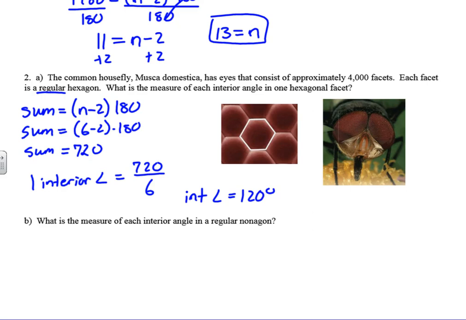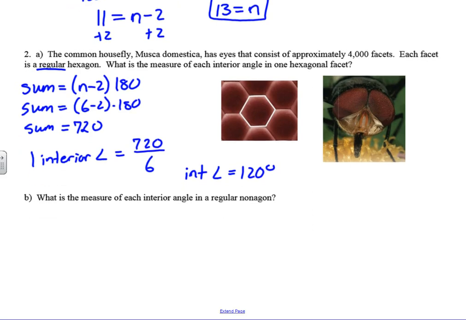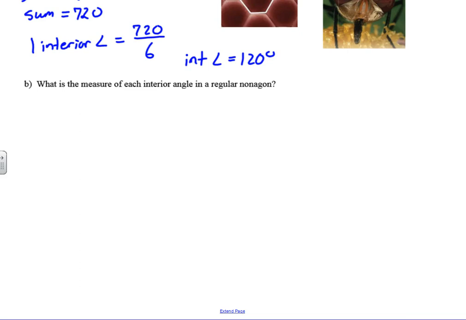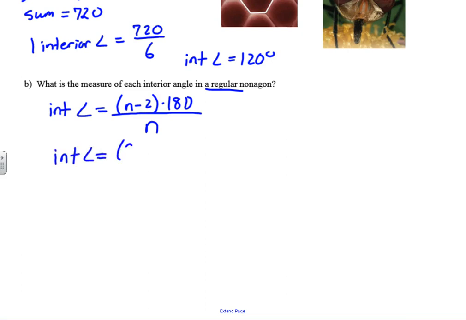So what is the measure of each interior angle of a regular nonagon? All right, so I'm going to put this whole thing together. Interior angle, again, this is regular, so they're all the same. So it's n minus 2 times 180. That's the sum. If you want to find one angle, divide the sum by the number of sides.